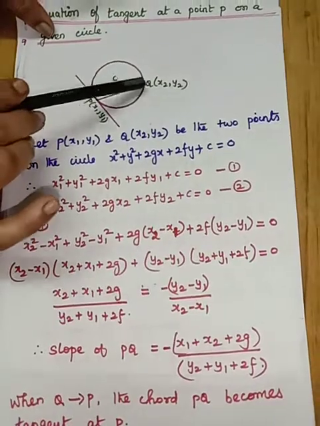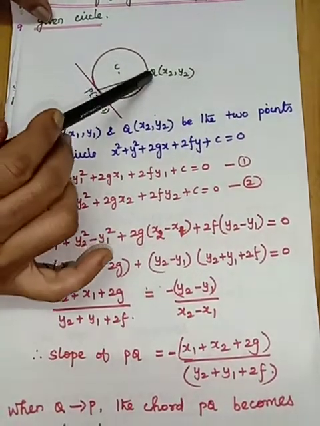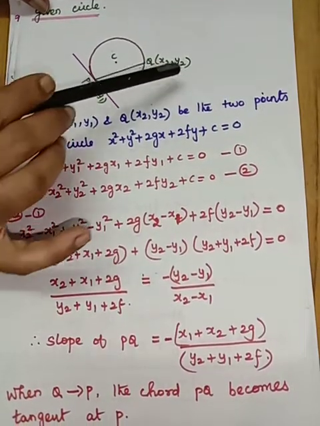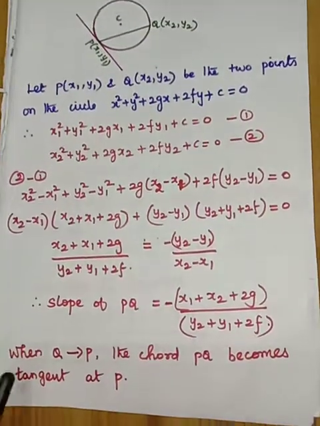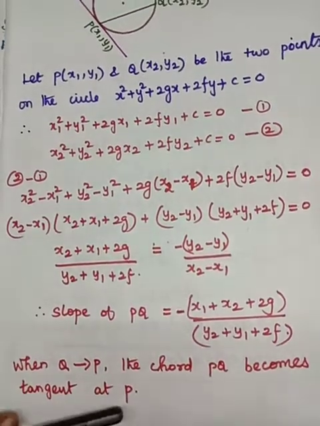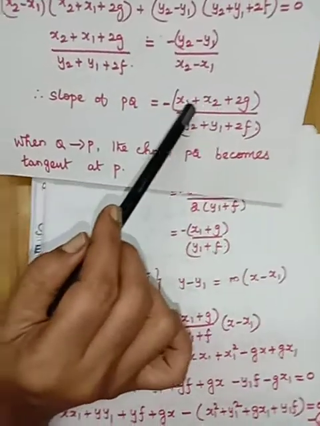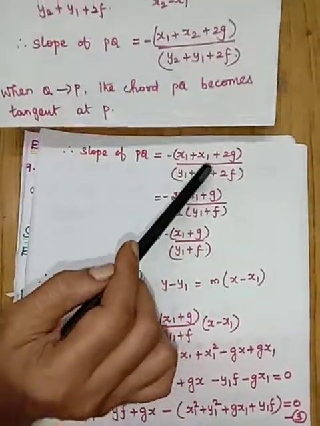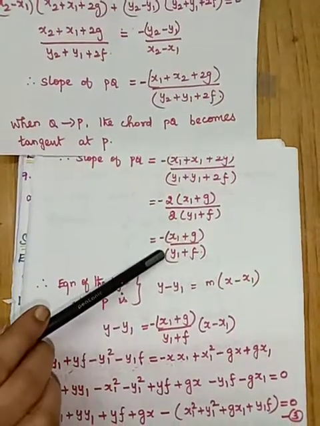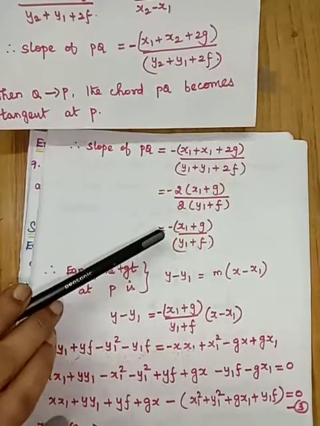Okay, you see that when this chord becomes the tangent at P, the Q point has to coincide with P. That means x2 will become x1 and y2 will become y1. You see that when Q tends to P, the chord PQ becomes a tangent at P. So in this slope of PQ, I am going to substitute x2 as x1 and y2 as y1. We are getting this answer. This answer is nothing but the slope of PQ.